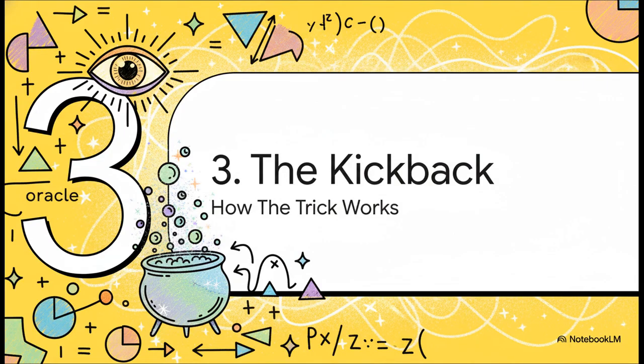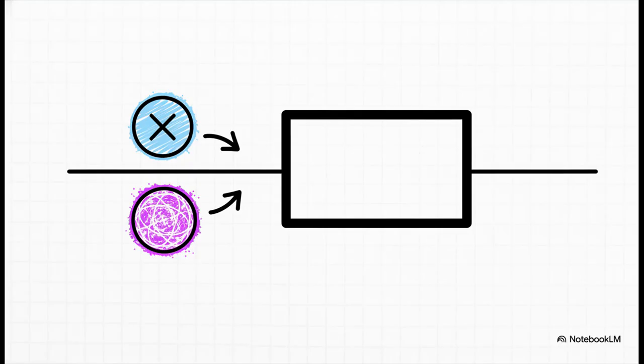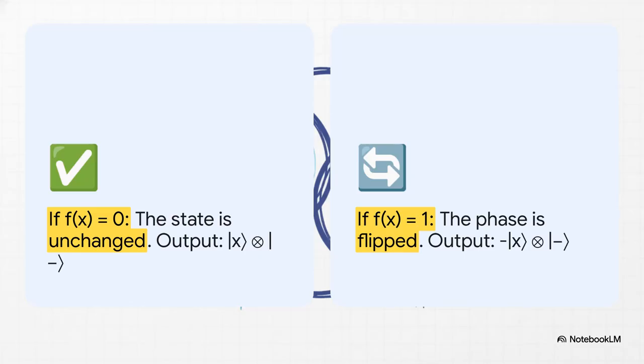Okay, the pieces are on the board. We've got our oracle and we've got our secret ingredient. So let's put them together and watch the magic unfold right in the mathematics. So we're sending our input ket x into the oracle, but this time that helper qubit is prepared in our special ket minus state. Okay, so one of two things can happen here. First case, what if our function f of x equals 0? Well, the oracle is supposed to add 0 to our helper qubit, and, well, adding 0 doesn't do anything, right? So the whole state just comes out completely unchanged.